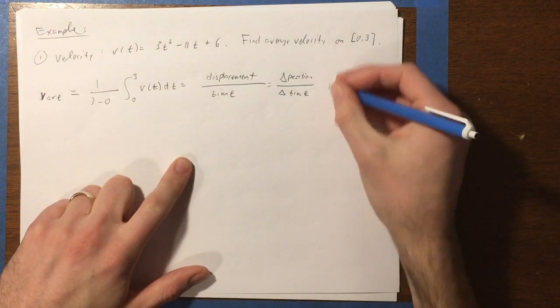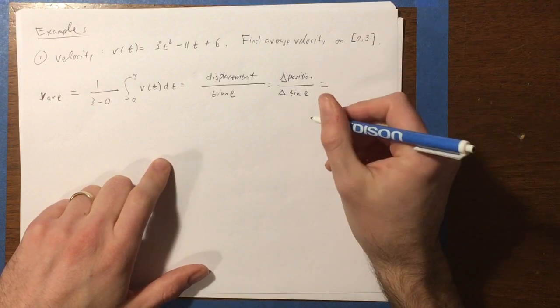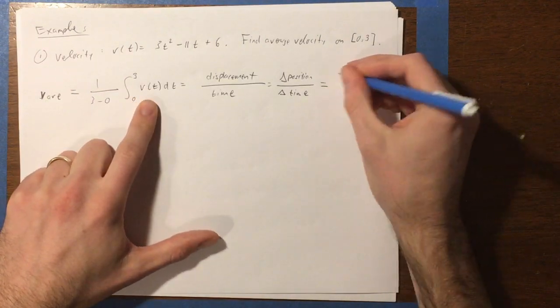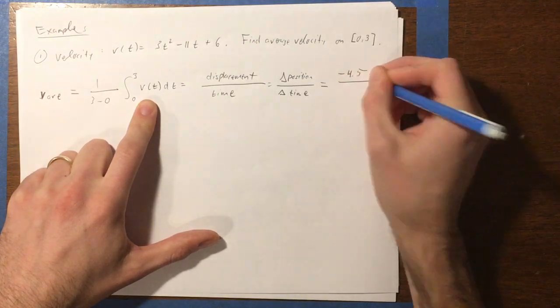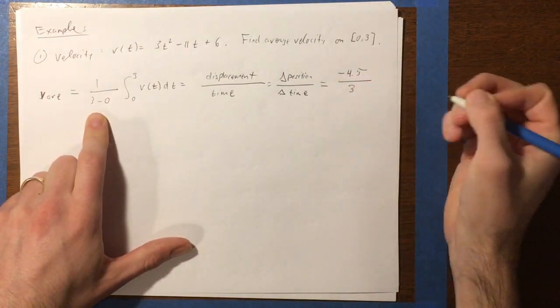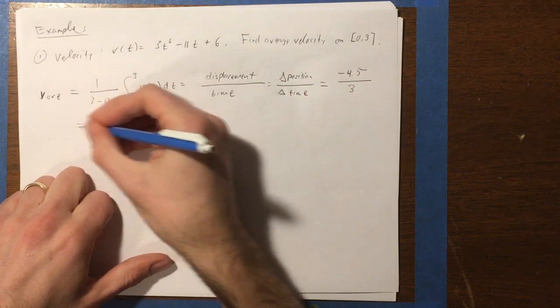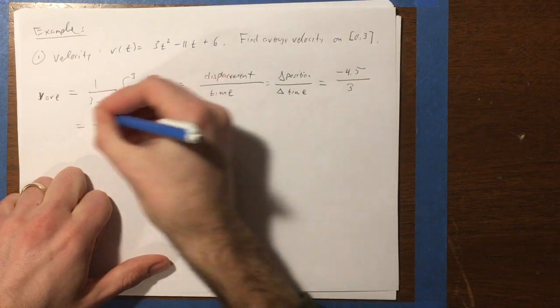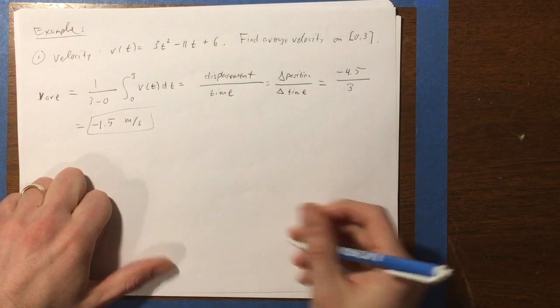that you're integrating over. So we already did this calculation earlier in a previous video. We calculated the integral for the displacement and got negative 4.5. So we're taking negative 4.5 and dividing by 3, and this gives us our average velocity of negative 1.5 meters per second, like that. Okay, so there we go.